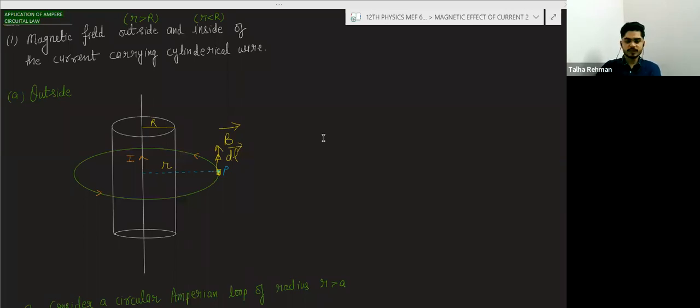I have chosen a circular loop here because this wire is cylindrical and straight. At this point, when you apply the right hand thumb rule, the direction of the magnetic field will be tangential to the loop. That is why I have taken the direction here, and the direction of dl will always be tangential to the circle or the loop you have.